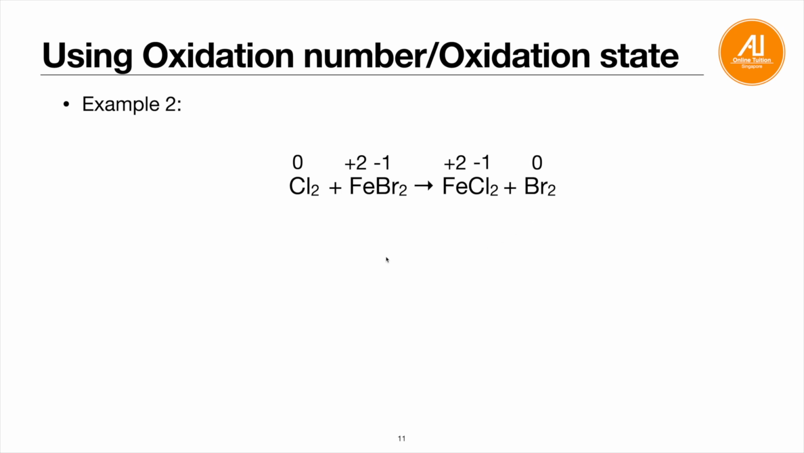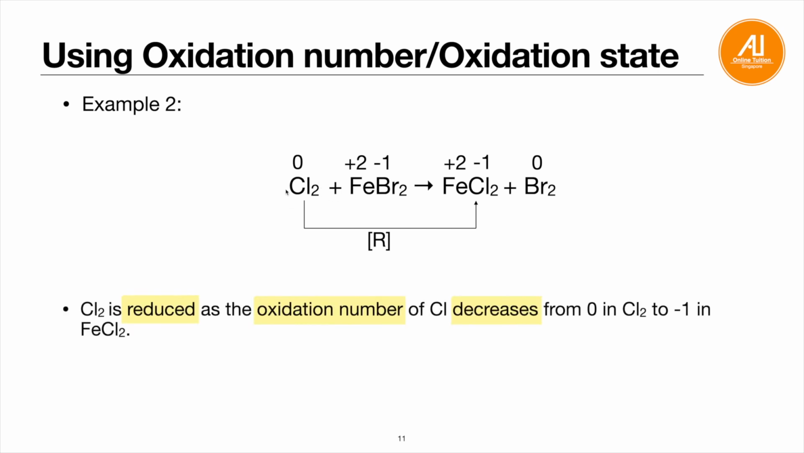Alright, let's look at which one actually oxidizes or which one reduces. Chlorine from 0 all the way to -1, so it's been reduced. If the number goes from 0 to -1 it decreases, so it's been reduced. So how do you write the statement? Same thing. Cl2 is reduced as the oxidation number of chlorine decreases from 0 in Cl2 to -1 in FeCl2. So it decreases from 0 to -1.